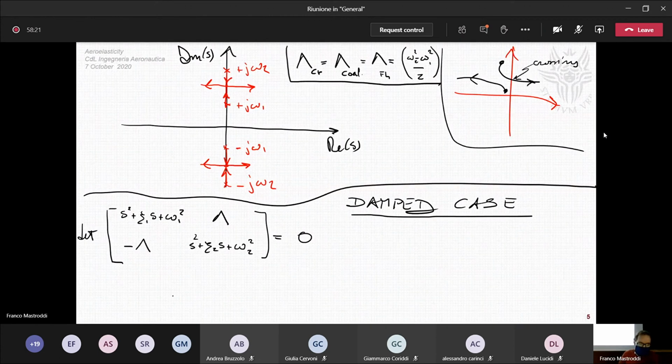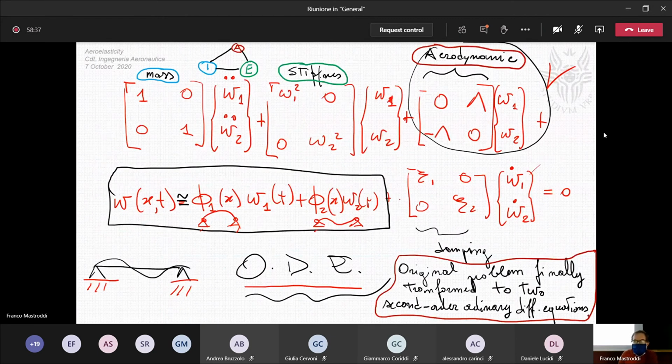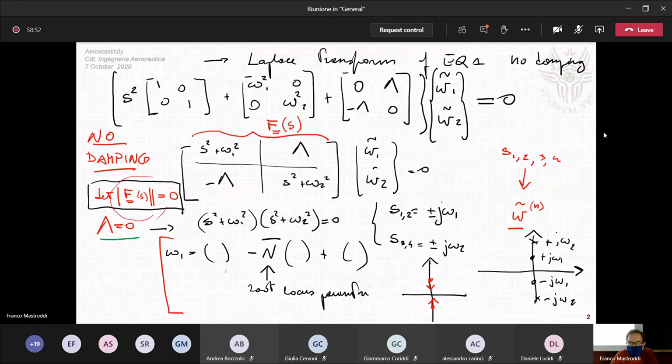And this is the novelty. The novelty is given by the damping part, by the term we have not considered, this term here, in the time domain. Okay? This is the damping. Okay. And what happens in the case of damping?